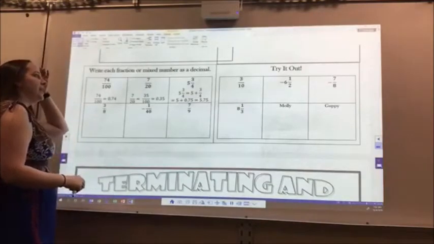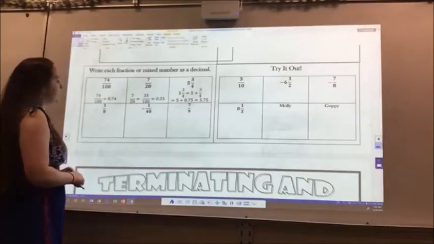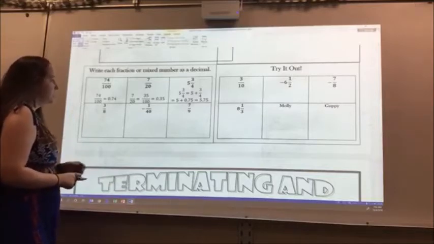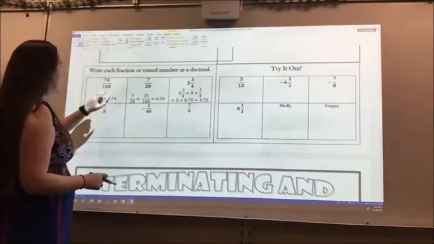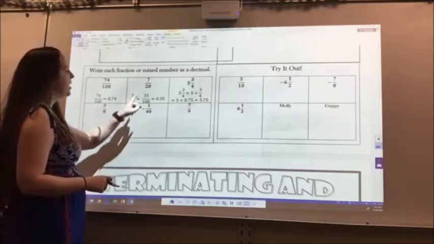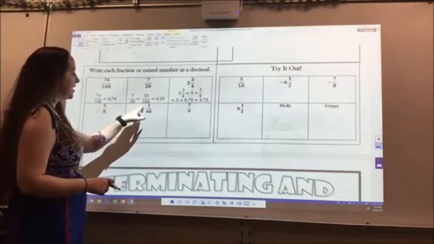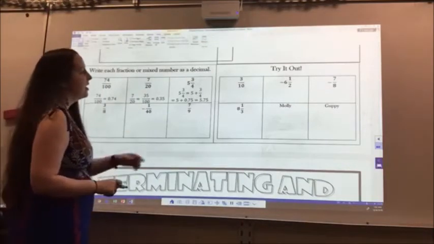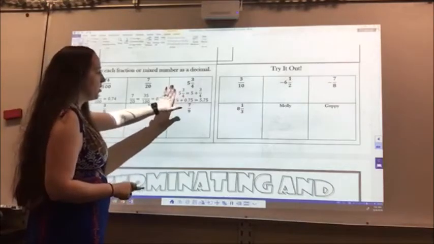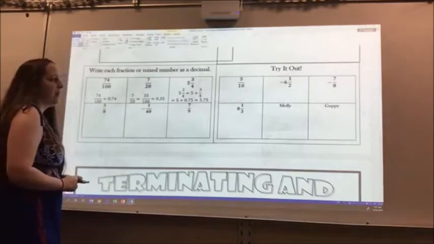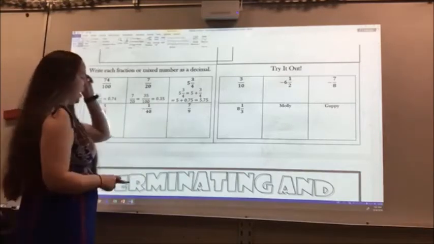Then I have writing each fraction or mixed number as a decimal. So not all of these are powers of 10. So you can see 74 over 100 is 74 over 100, which is 0.74. 7 over 20, I can change to 100, 35 over 100 equals 0.35. 5 3/4, I can ignore the 5 and do 3/4, which is 0.75, equals 5.75. I add the 5 in at the end.